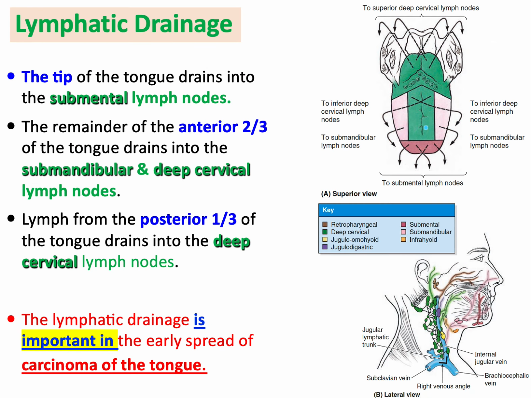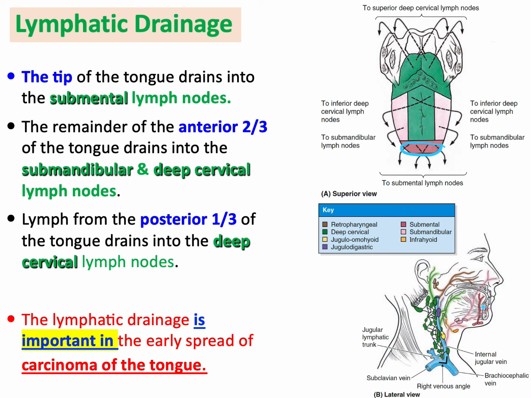So guys, that was about the blood vessels, and now let us talk about the lymphatic drainage. Why is the lymphatic drainage important? Because in case of carcinoma of the tongue, we have to know where the metastasis of the cancer cells will mostly be located. So we have to know that the tip of the tongue, this is the tip of the tongue.